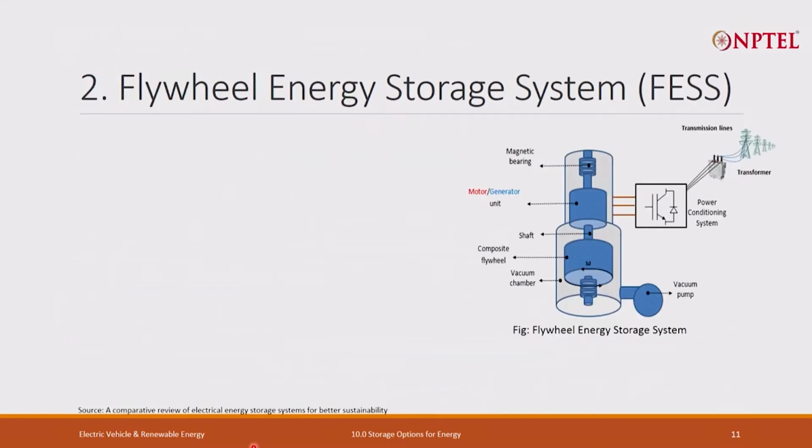The next is flywheel energy storage. How does it work? So you have composite flywheels, you have motor generators, the flywheel is attached to that. The motor acts as a generator, the generator acts as a motor. So whenever you have excess power, this acts as a motor, you keep running this flywheel. Now whenever the energy demand increases or the energy generation reduces, at that time this flywheel makes this motor a generator and gives you back the energy.